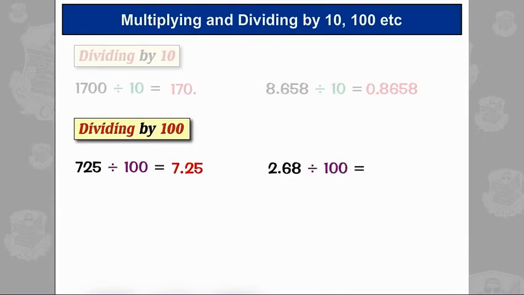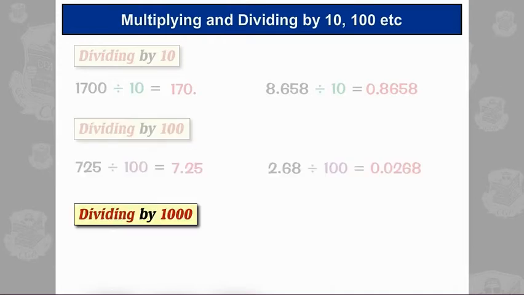Here's another one. I'm going to move that decimal point two places, get the answer 0.0268. If you notice, we got a gap here, so we had to fill that with a 0. And again, we ended up with nothing on the unit side, on the left-hand side of the decimal point. So we put a 0 there as well.